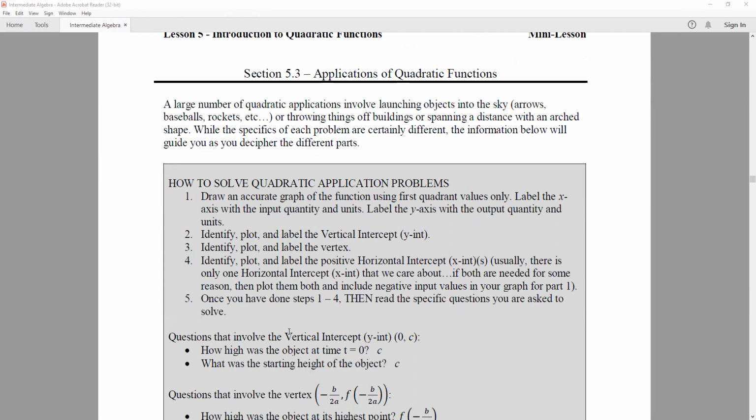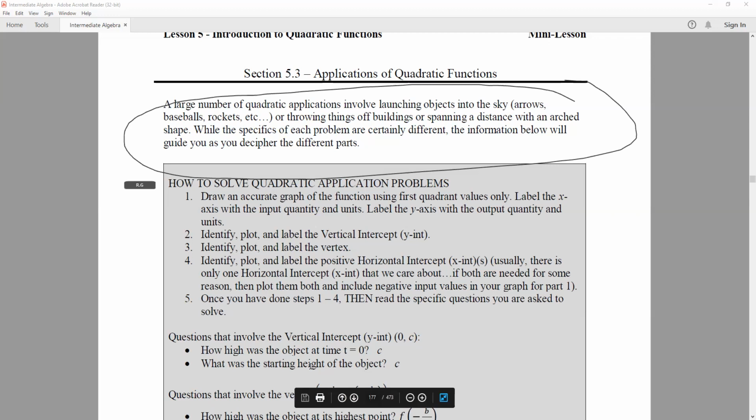Now, usually for quadratic applications, you are looking at questions like launching objects into the skies, like arrows, golf balls, baseballs, rockets, or throwing things off buildings. And that is what I have up here, talking about applications. Now, there are some important things you have to know to solve these application problems and get the solutions right. How to solve quadratic application problems.